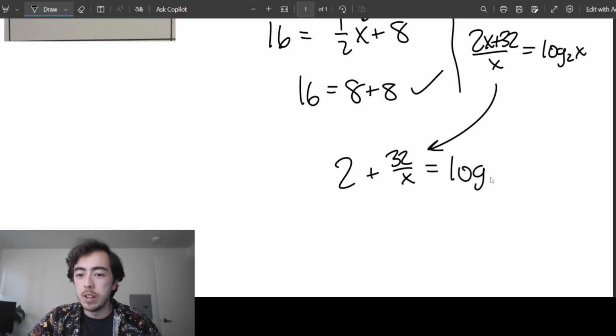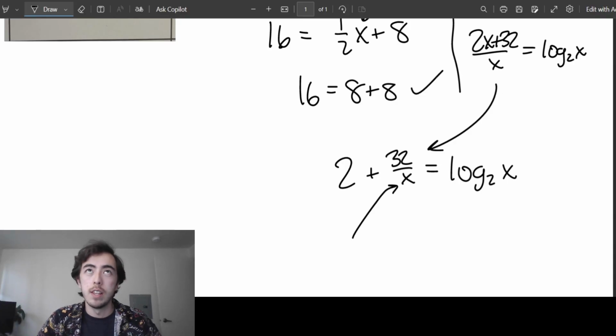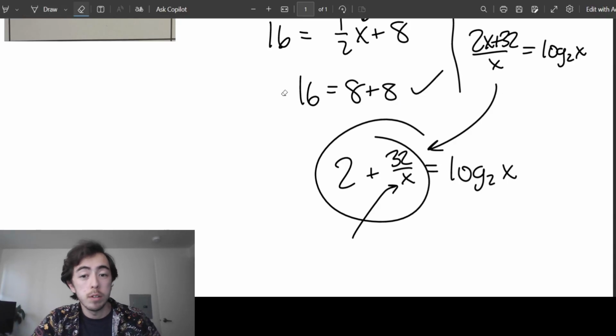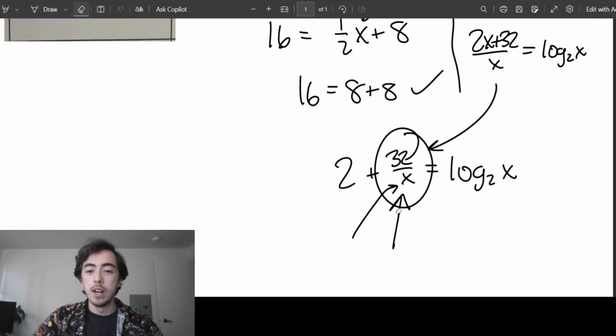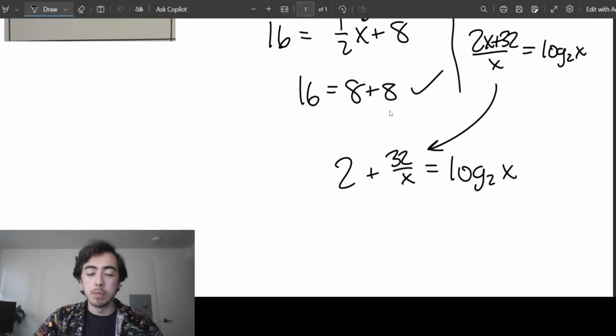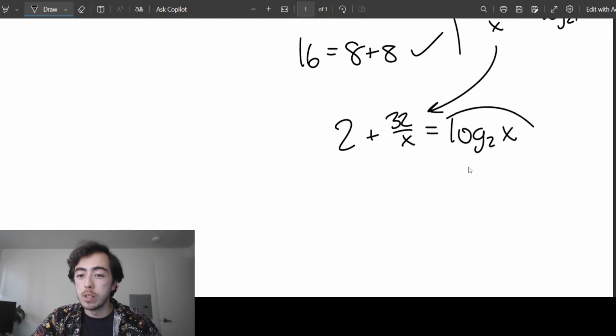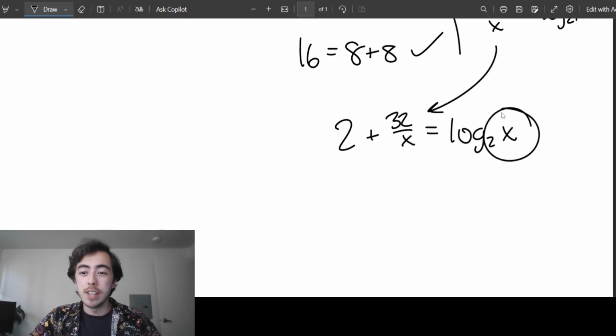Let's see. So on the left side, I know that as I keep increasing x, this value overall is going to get smaller, right? It's going to be 2 plus some positive number. But as x gets bigger, this fraction gets smaller. And so I know it's going to be a little bit above 2, but as x gets bigger, the end behavior is it's getting about equal to 2. Whereas over here, logarithmic functions grow forever. I mean, they grow very slowly, but if I increase x, the value of this is also going to increase.